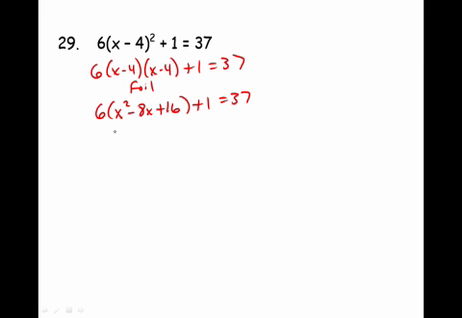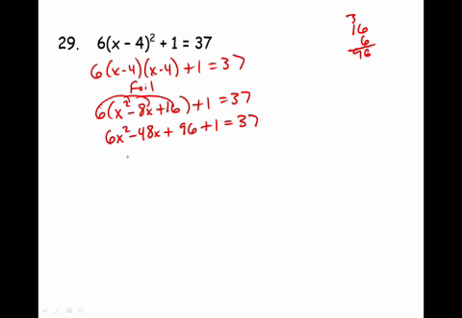Now I'd go ahead and distribute in the 6. When I do that, I get 6x squared minus 48x plus, let's go ahead and do some scratch work over here, plus 96. And now I distributed in the 6. I can go ahead and drop the parentheses, so there's a plus 1 out there, and then equals 37. Now I would go ahead and combine like terms. So I get plus 97 equals 37.